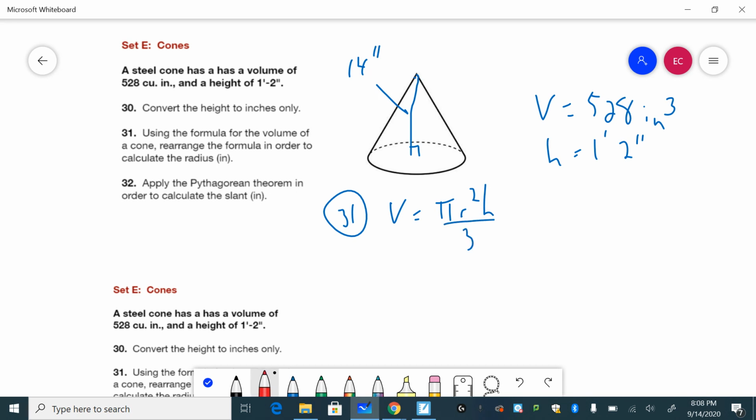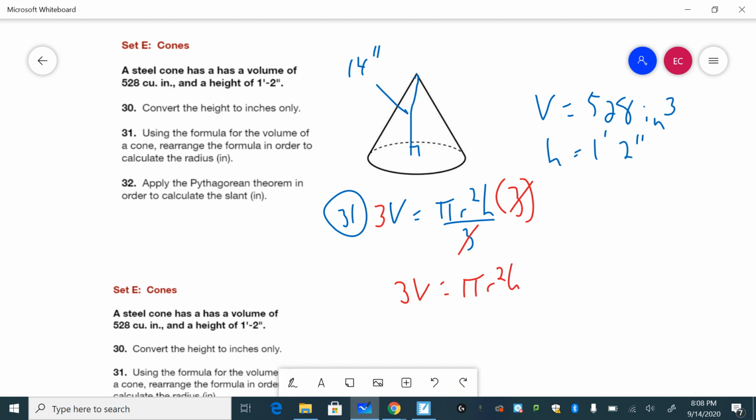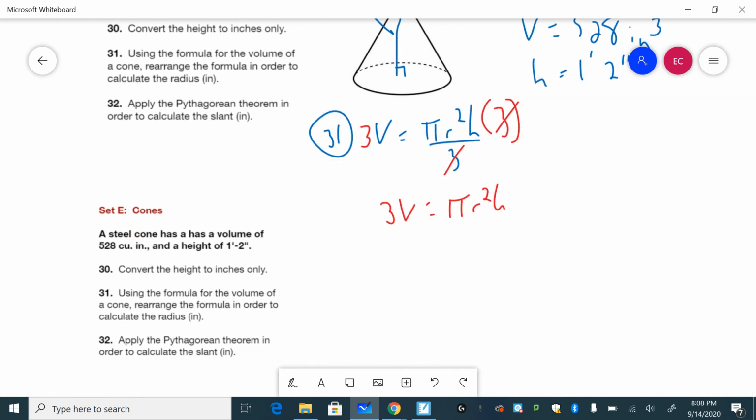So first thing, get rid of the fraction. So you're dividing by 3, so you're going to multiply by 3 to get rid of it. So multiply by 3 both sides. So you got 3v equals pi r squared h. Okay, so now you want to get rid of the pi and the h. So you can do that at the same time because both of them are multiplying.